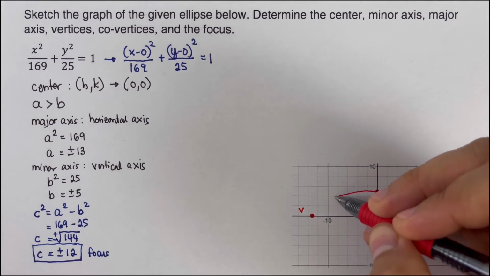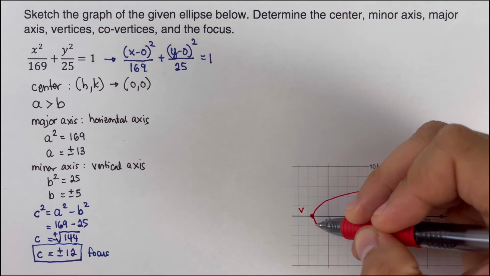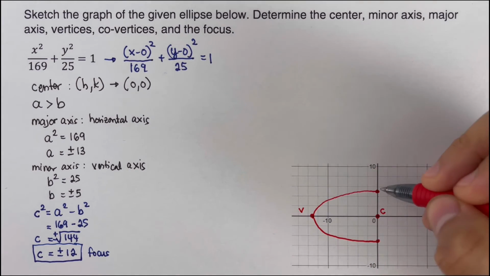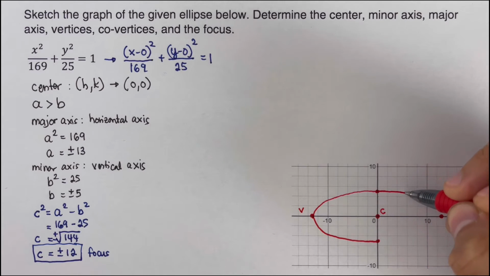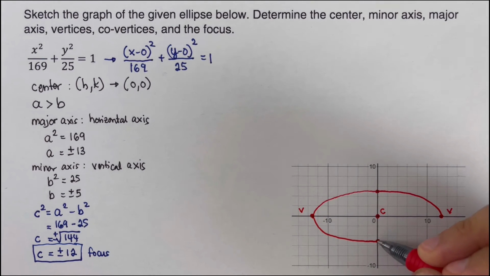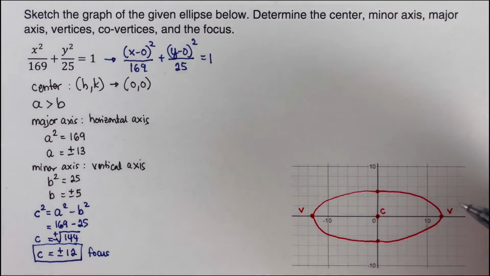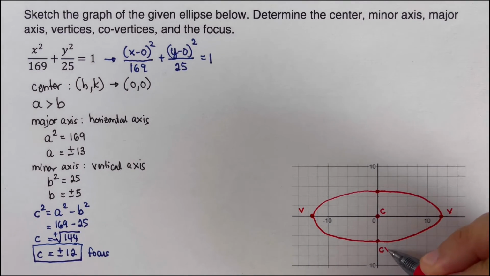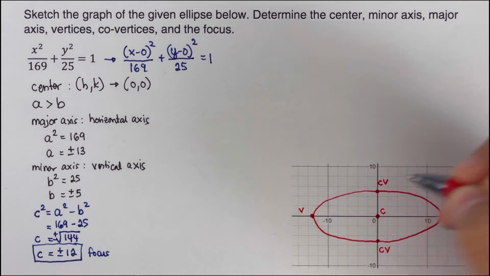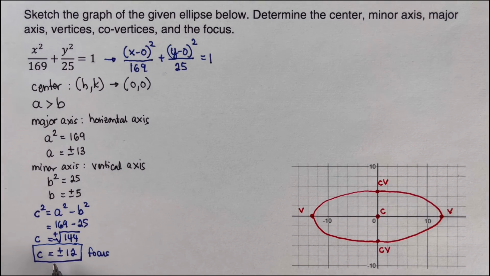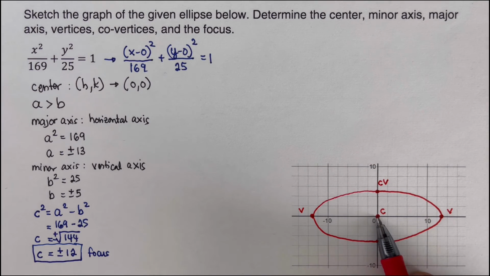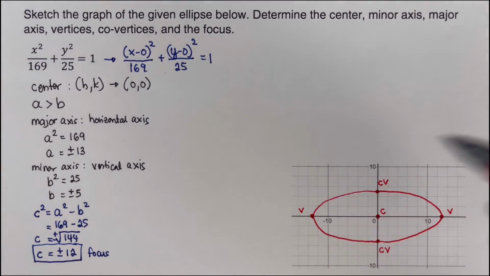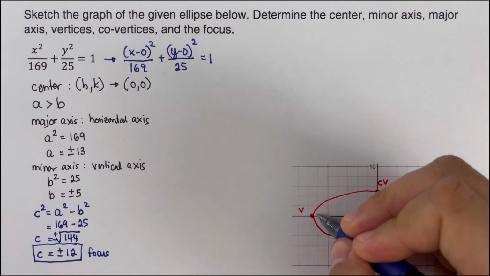So this is how the ellipse is going to look. I'm just going to sketch that down here. So this is the graph of this equation that we have right there. This is our co-vertex, and this is the other co-vertex. Now we say that the focus is located plus or minus 12 from the center. So that is 0 here. So plus or minus 12 would be this one right here. So I can go ahead and write the focus here.